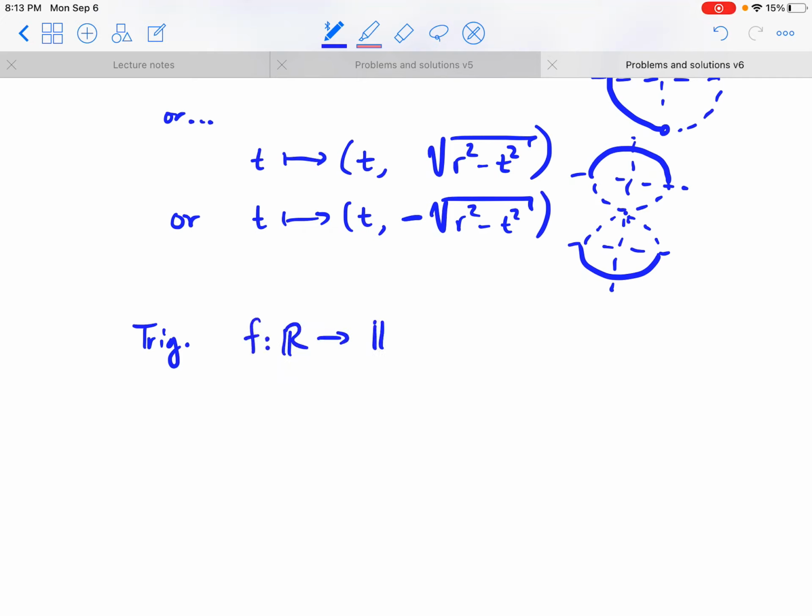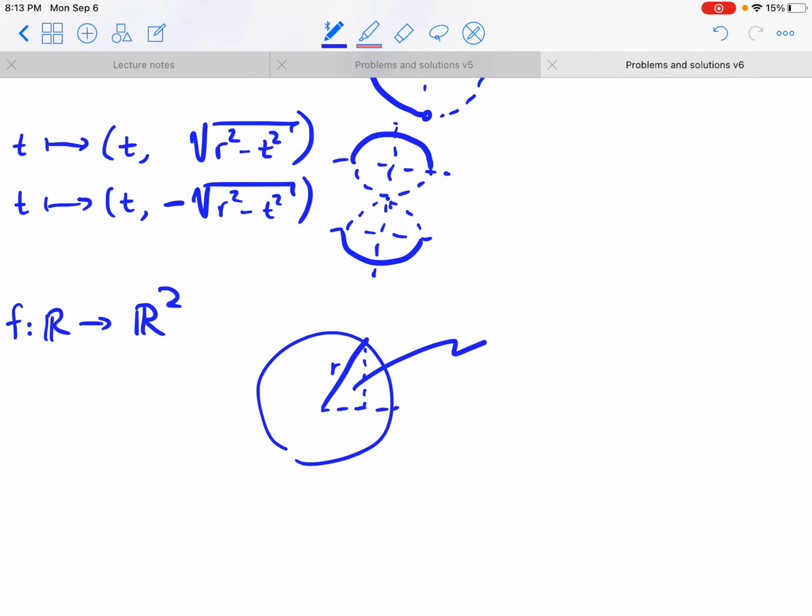So again, we need a map parametrizing the circle of radius r. And on that circle, if that's r, then what we have here is a triangle. I'm going to zoom out and redraw this triangle larger. This hypotenuse is length r. And that's a right angle.